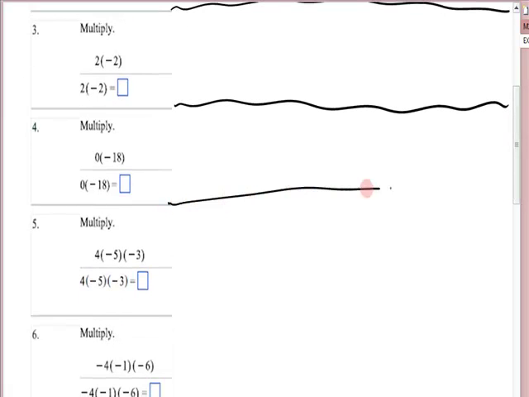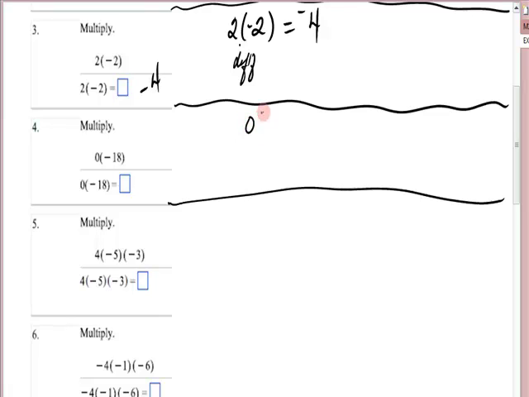Number 3. I have 2 times negative 2. Well, just looking at the numbers, 2 times 2 is 4. Positive times negative, those are different, and when they are different signs, I get a negative. So this is negative 4. Number 4, I have 0 times negative 18. Now 0 trumps anything. 0 times any other quantity is 0, no signs involved.